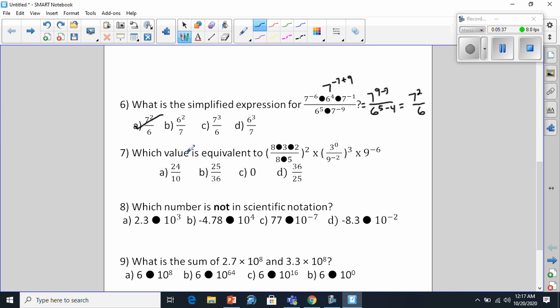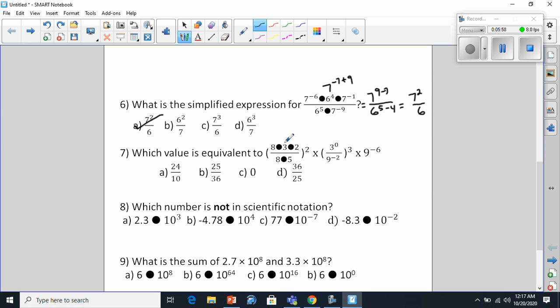Number 7 says, which value is equivalent? Oh boy, this is a big one. Well, let's check this out. We got 8 over 8, and both of them are to the second power. So they're going to cancel each other out, because that's going to be 8 to the 2 over 8 to the 2. When we combine them, it's going to be 8 to the 0, which will put a 1 on any side. So let's go to the next one.